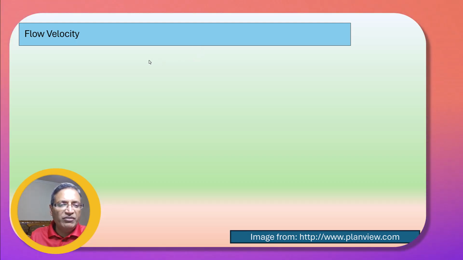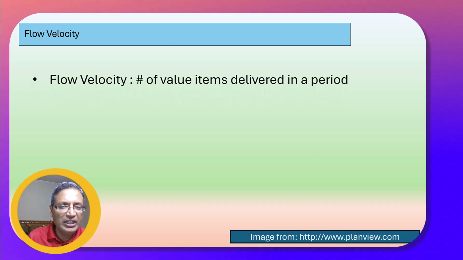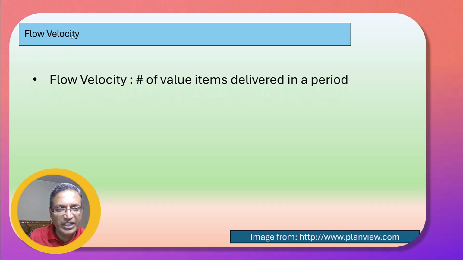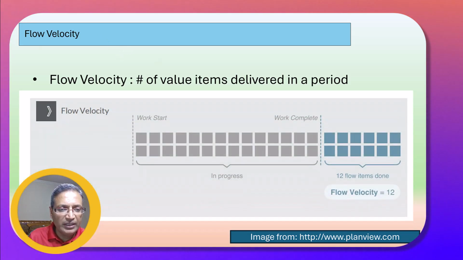So let's talk about the first metric, the flow velocity. Now, flow velocity, as we looked at, is the number of value items delivered in a period. So it could be a sprint or a PI or a fixed quarter, 6 months, a whole year, things like that. So flow velocity is, as depicted in the diagram, thanks to planview.com. As depicted here, there were 12 items that were completed in this period. So the flow velocity was 12.